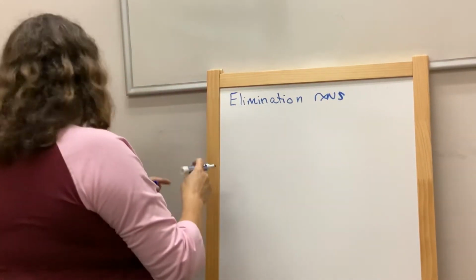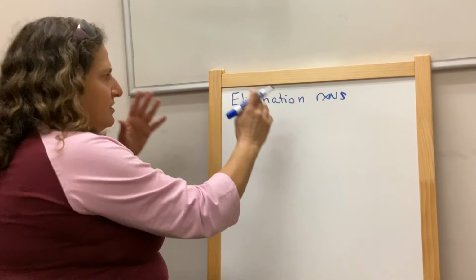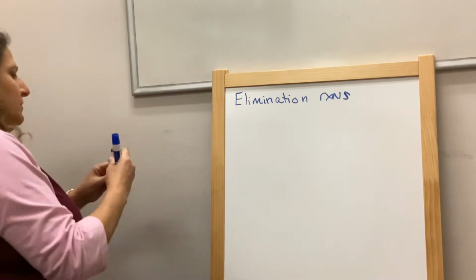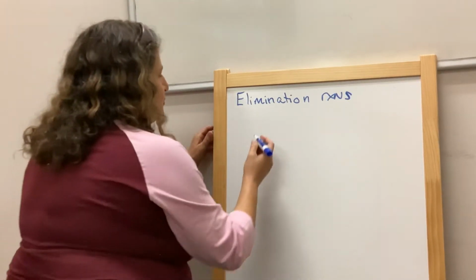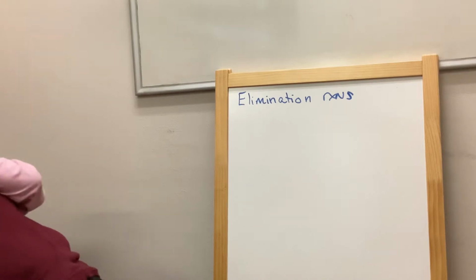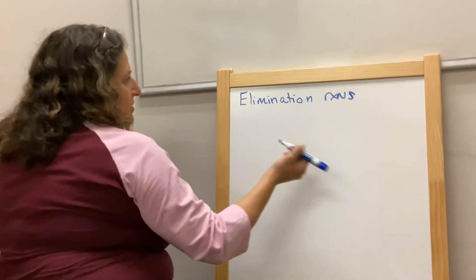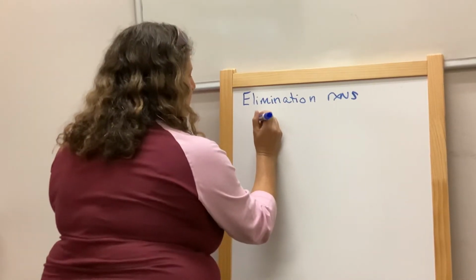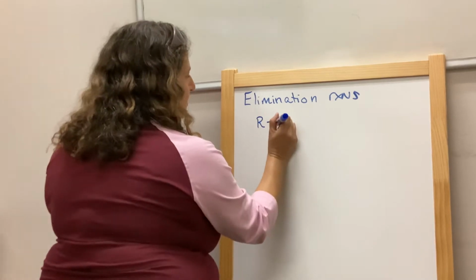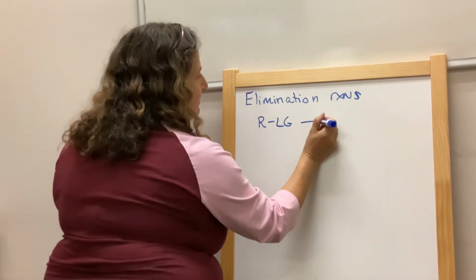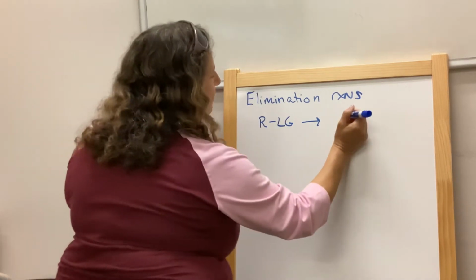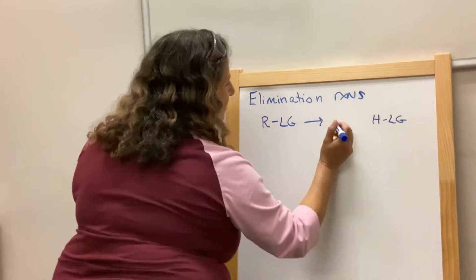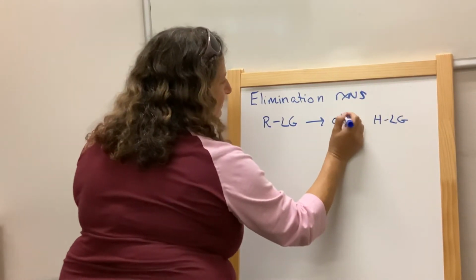And if you remember when we had the substitution reactions, we always wound up with something that was very similar. In our elimination reactions, we're always going to wind up with an alkene. So we're going to still have that R leaving group, but instead of having the R nucleophile, we're going to have H leaving group plus an alkene.